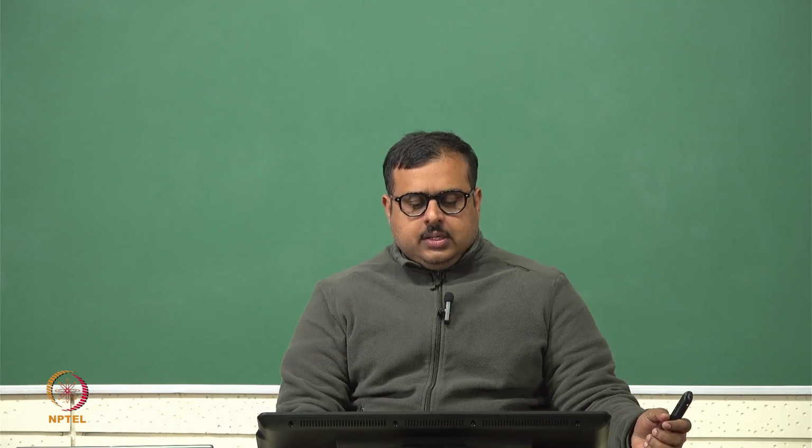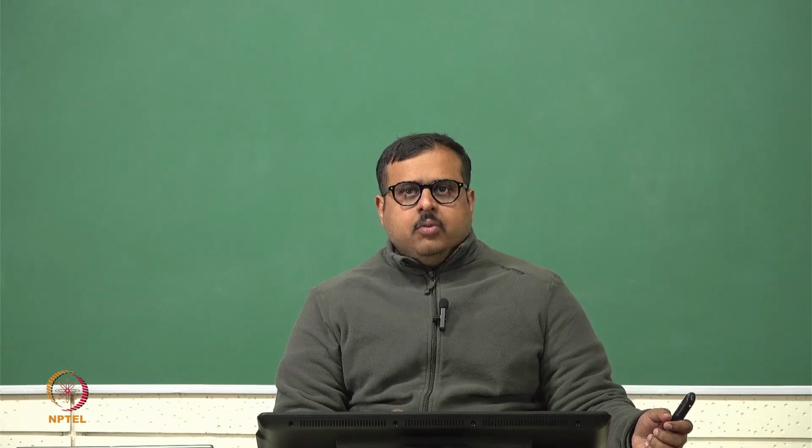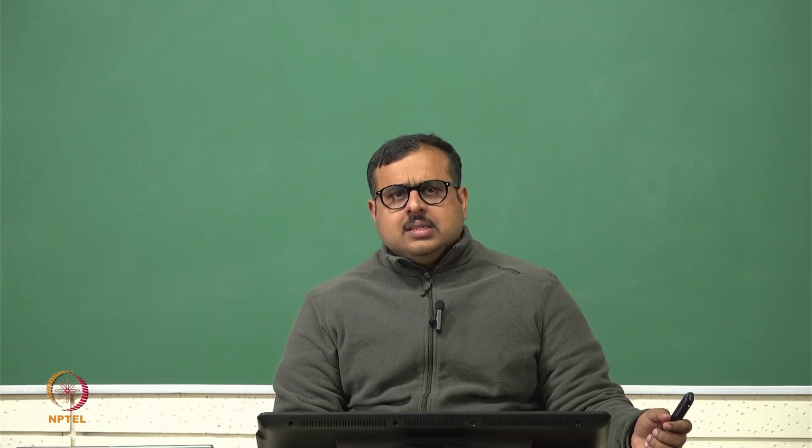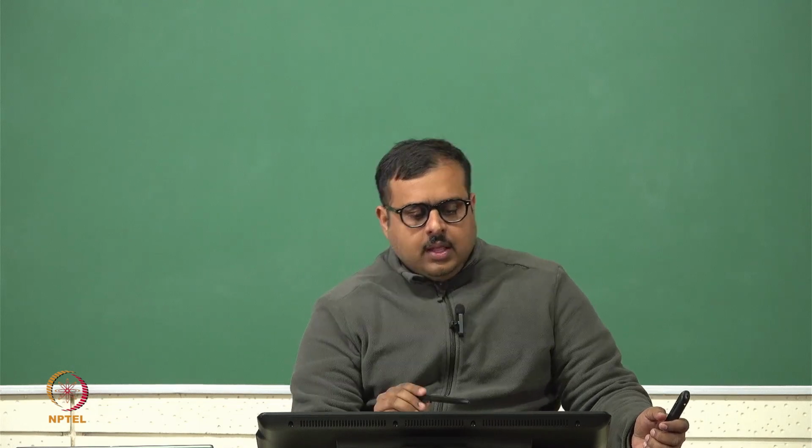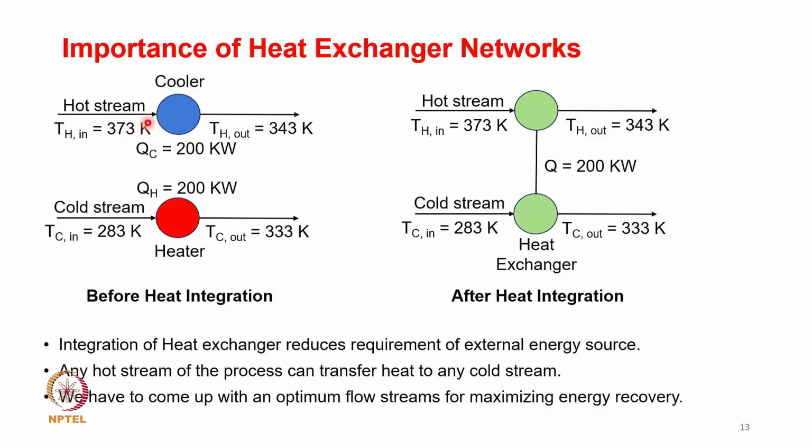So let's look at a simple case to understand why we need a heat exchanger and a heat exchanger network. Consider this particular case. You have a hot stream, and you need to cool it down. The inlet temperature, Th in, is 373 Kelvin, and Th out is 343 Kelvin, and you need to impart around 200 kilowatt duty to effect this temperature change. If you have one option, use a cooler, which would take away all this heat.